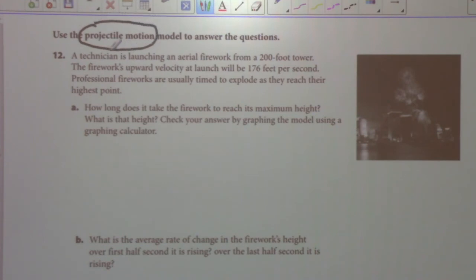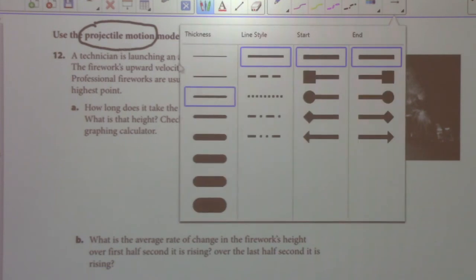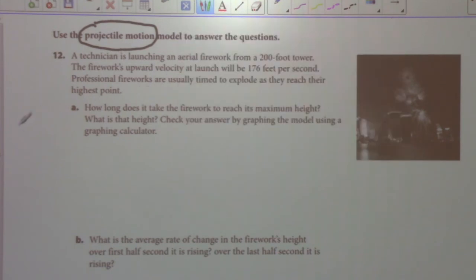Does anybody know what projectile motion is? The motion of a projectile. The motion of a projectile, yeah. So I'm going to explain what it is. It's really a classic physics problem.